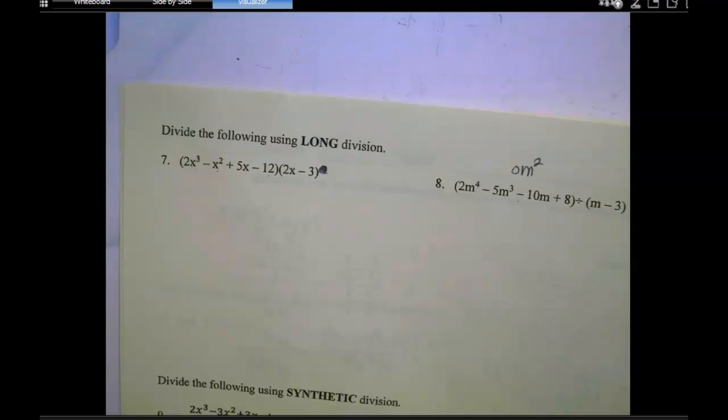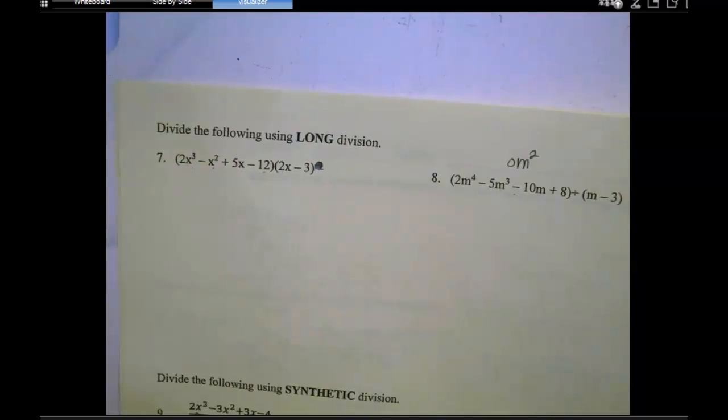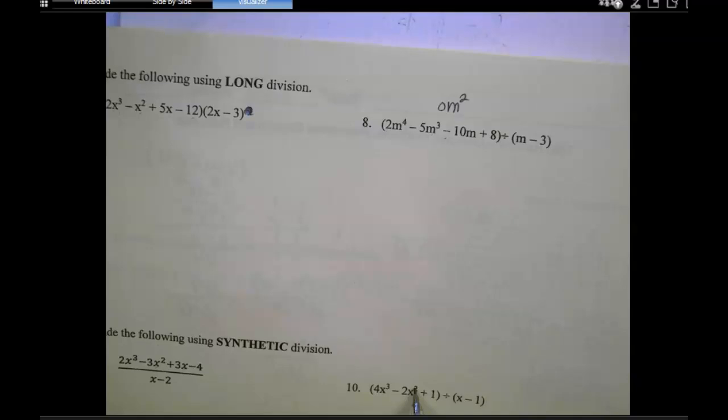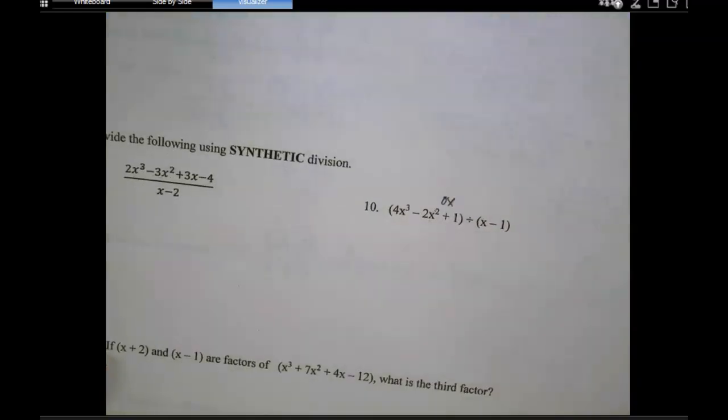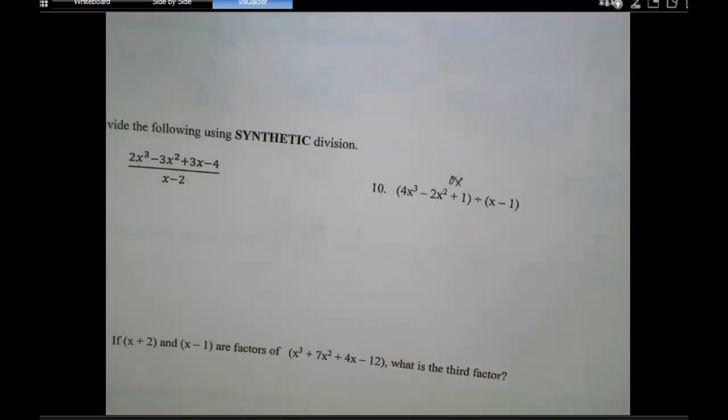I would do the same thing on my synthetic division. x to the third, x to the second, 1 and -4. They're all there. x to the third, x to the second. What's missing? x, so I would put the 0x to remind myself as a placeholder there. Okay.